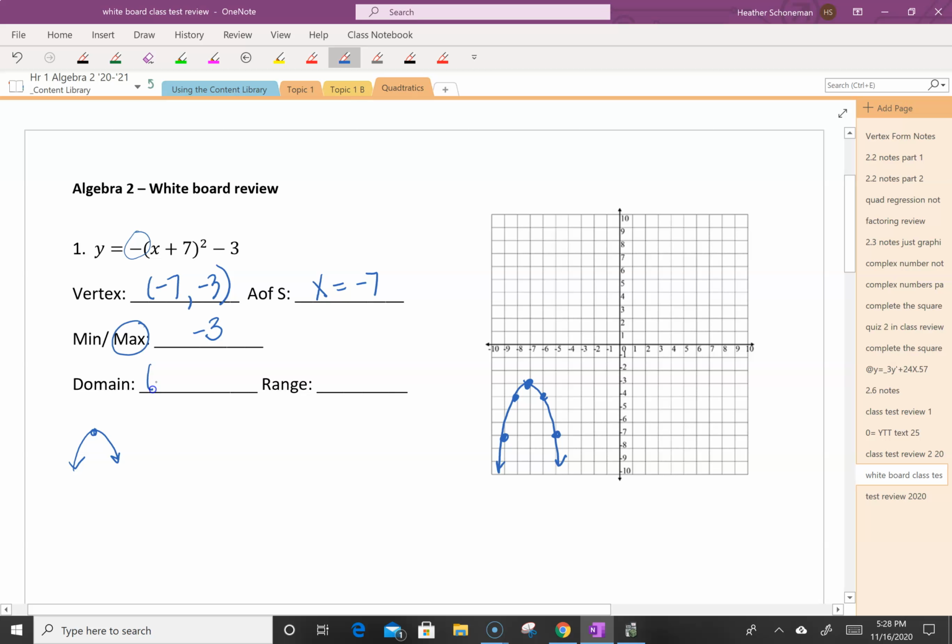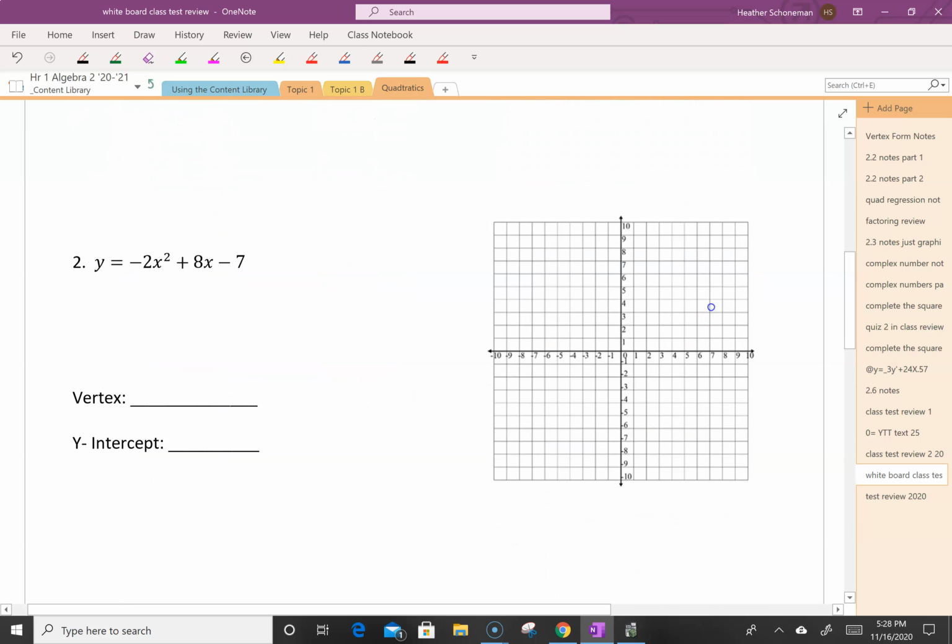So my domain is still going to be all real numbers, because all of these are all real numbers, but the range, we're going to go from the bottom up. Well, we've got lots of numbers at the bottom, so it's going to start at negative infinity, but it stops right here at -3, and there's a bracket because that point is included.